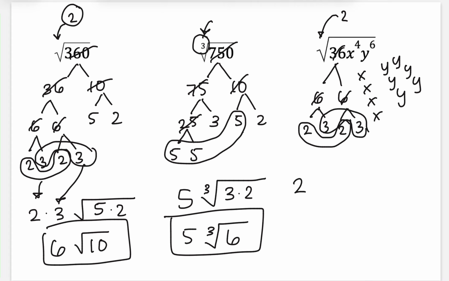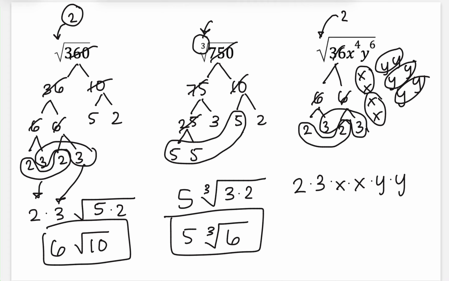I have a group of 2 3s. So that's going to be 2 times 3. I have 2 groups of x's. And I have 3 groups of y's. And I circled everything, which means there's no more square root and I don't have to write anything underneath it. So then I just multiply all this together. I get 6x squared y to the 3rd.